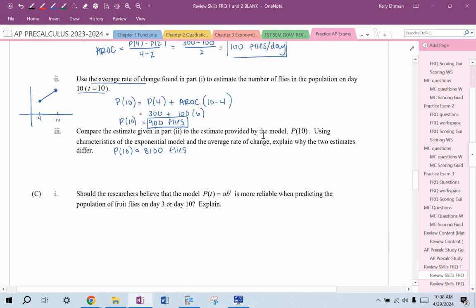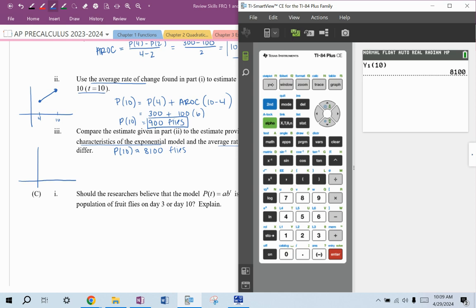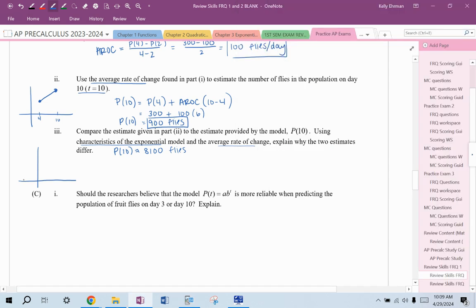What do we have to show? It says using the characteristics of the exponential model and the average rate of change, explain why these two differ. Always sketch this graph. If you need to be able to sketch the graph, now you can set your window up. So we're going from like 0 to 10, right? And then we could zoom fit. Actually, let's go a little bit past 10 because that's our approximation. Let's go 0 to 15 and we can zoom fit to see what this looks like. So you might not have needed to sketch that to know, oh yeah, it's an exponential model. So it's increasing like this.